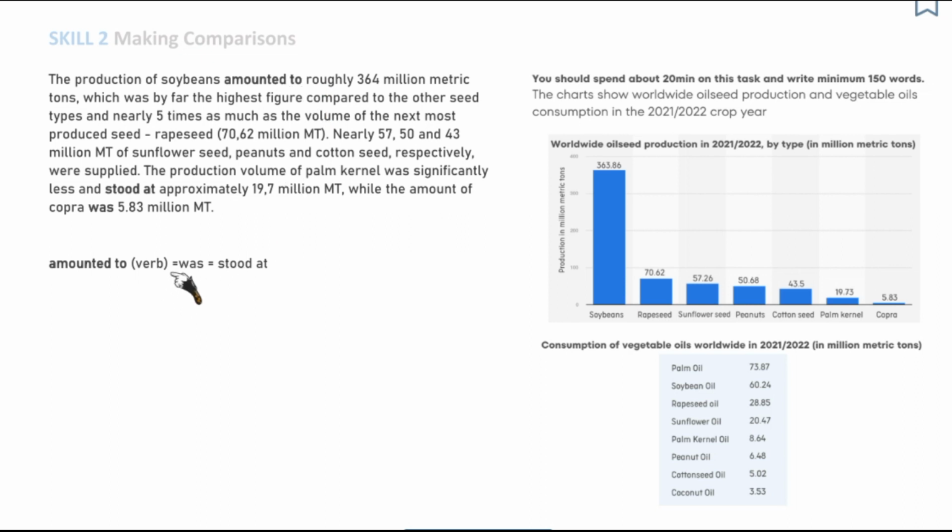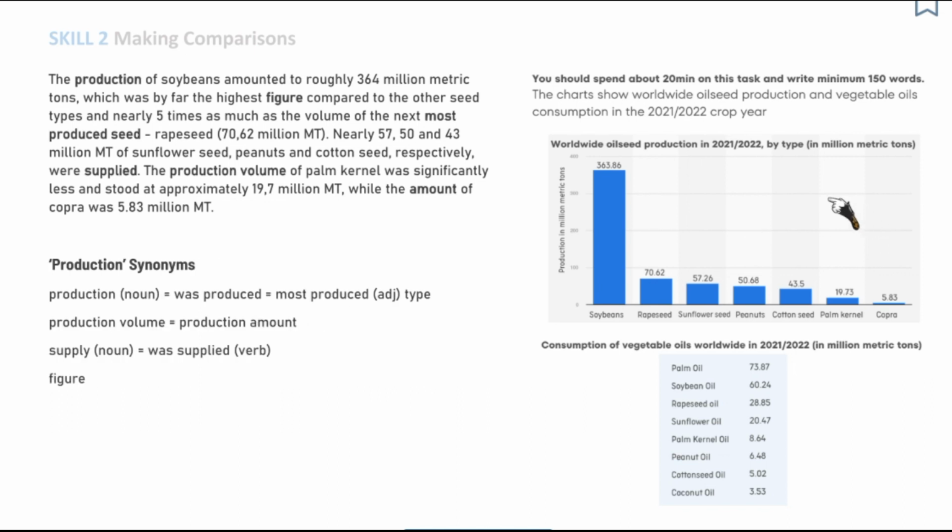So the production of soybeans amounted to roughly 364 million metric tons. There is a preposition here, amounted to. So the meaning is the same as was. Yeah, the production was, or the production stood at. They are all synonyms, and I have used all of them in this paragraph. Amounted to, stood at, and was. And as you understand yourself, if you use a variety of synonyms, it is very good for your lexical resource.